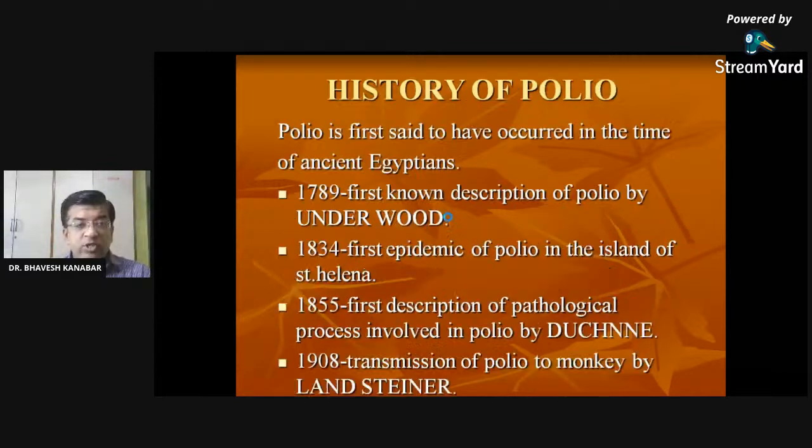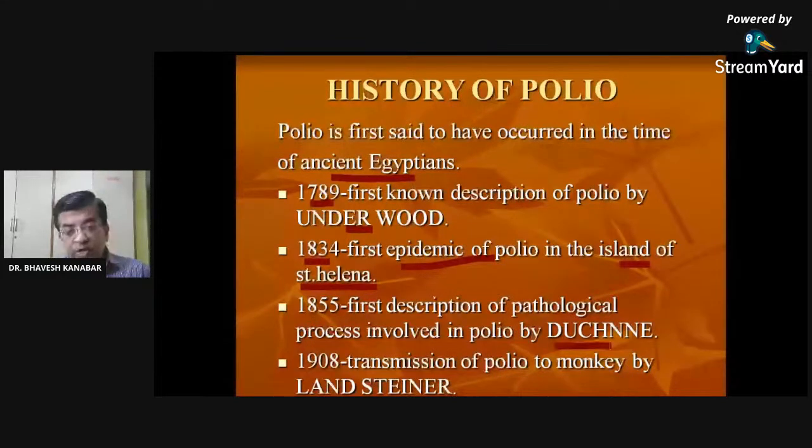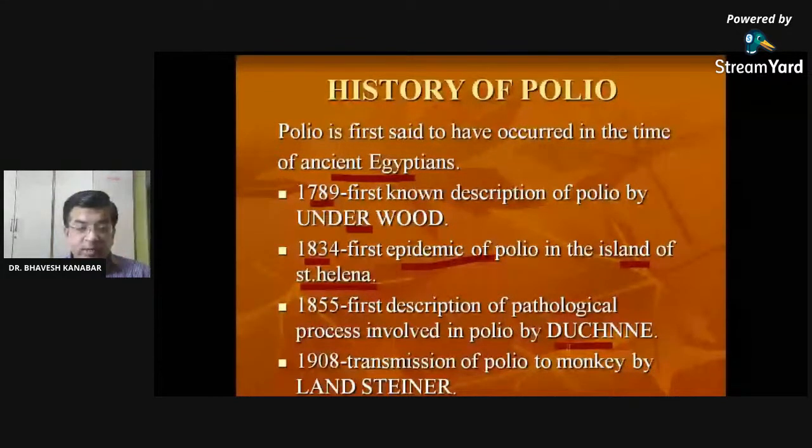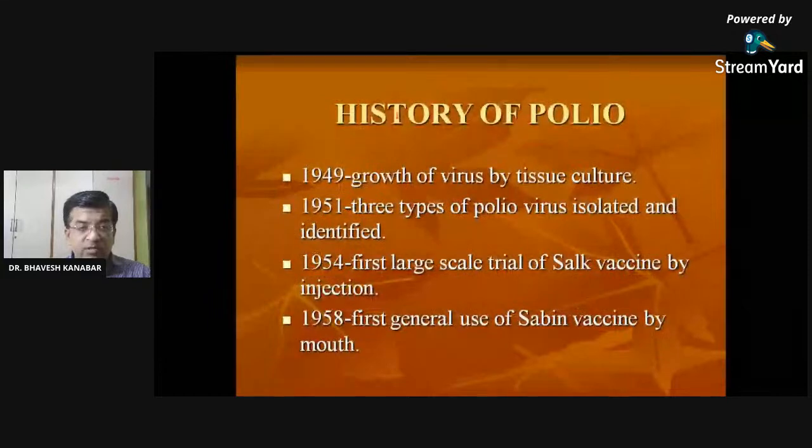Okay, so the history of poliomyelitis, in short, I will discuss. It is first said to have occurred at the time of the ancient Egyptians. In 1789, the first known description of polio was by Underwood. In 1834, the first epidemic of polio was noted on the island of St. Helena. In 1855, the first description of the pathological process involved in polio was by the scientist Duchenne. Then in 1908, transmission of polio to monkeys by Landsteiner. No need to remember all this history, just enjoy it. 1949, growth of the virus by tissue culture.